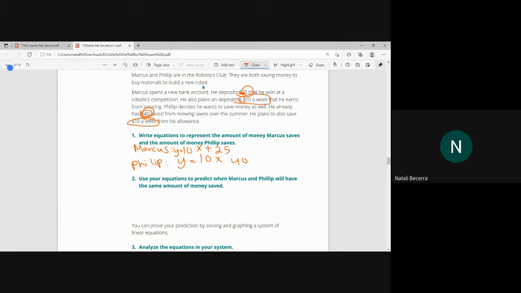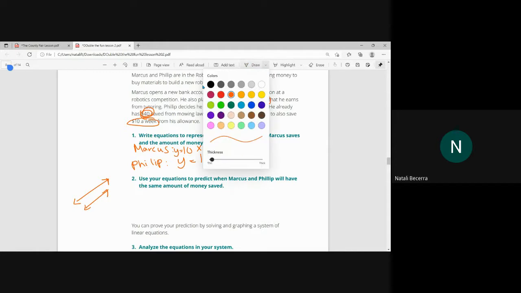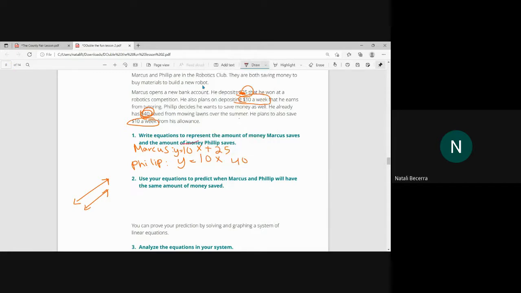Well, to do this mathematically, you would graph it, put this on Desmos, and you're going to see that you get two parallel lines, okay? Even if you didn't graph it, just from looking at the slopes here, the slopes are both 10x. So since they have the same slope, that means that they're parallel lines. And parallel lines do not ever intersect. Therefore, they are never going to have the same amount.